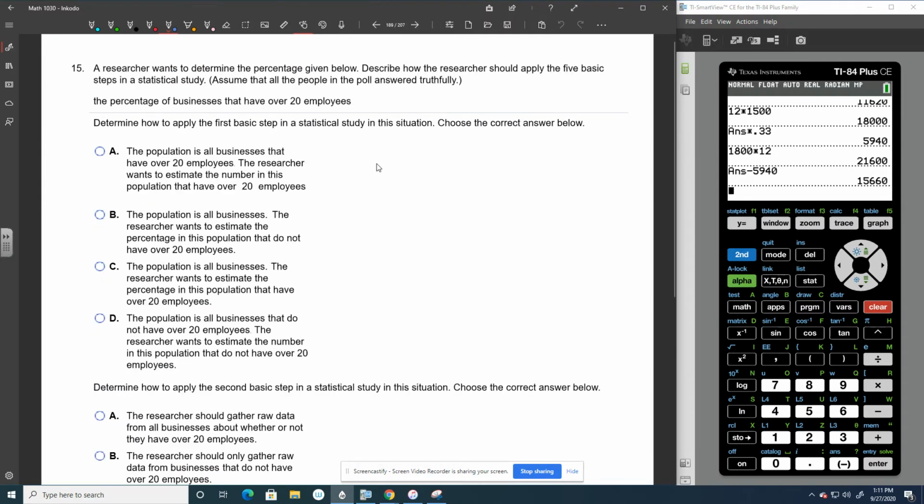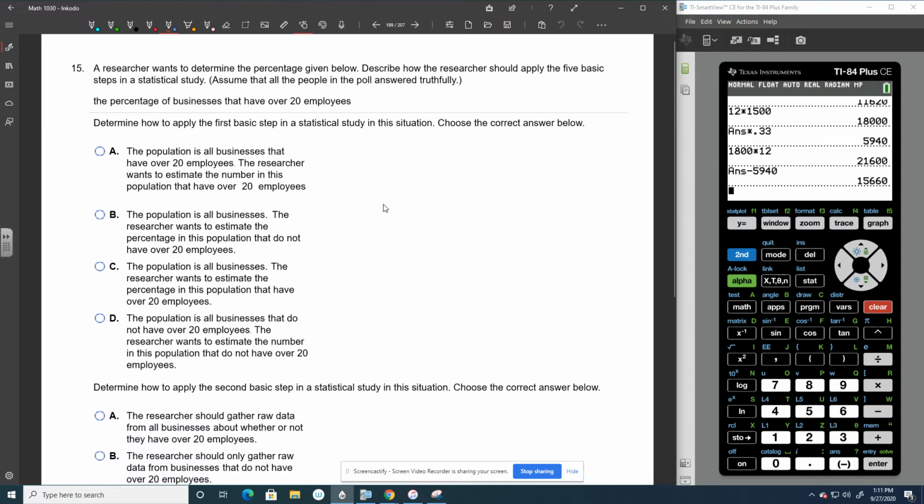15, a researcher wants to determine the percentage given below. Describe how the researcher should apply the 5 basic steps. I'm going to just go through this one quick because all of these questions are very different and most of them you'll be able to work through pretty easily. But it says the percent, what it's asking is the percent of businesses that have over 20 employees. So determine how to apply the first basic step.